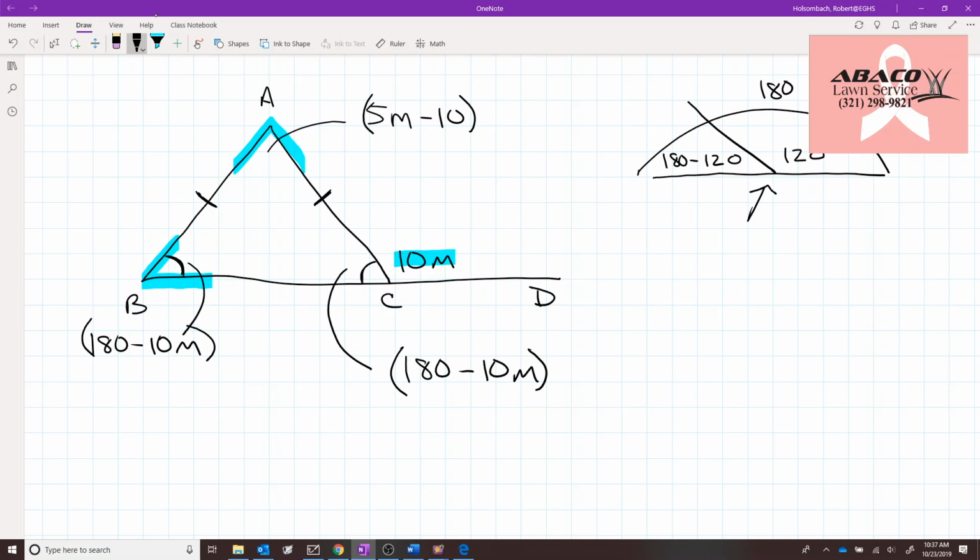So now do you see where you got to go to solve for M? This exterior angle, the 10M, is going to be equal to the sum of the 180 minus 10M and the 5M minus 10. Okay? So you had to create an expression for an angle measure. And then you had to move it to a congruent angle location in order to write your equation to solve for the variable. So you had to do some things in that problem that you haven't had to do yet this year.